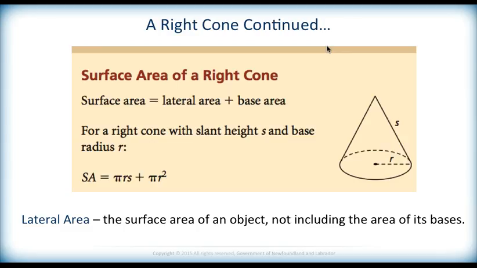The pi r s of your formula stands for the lateral area, which is the surface area of the object, not including the area of its base. So the lateral area is the smooth outside surface of the cone. In total, the surface area of the right cone can be found using surface area equals pi r s plus pi r squared.